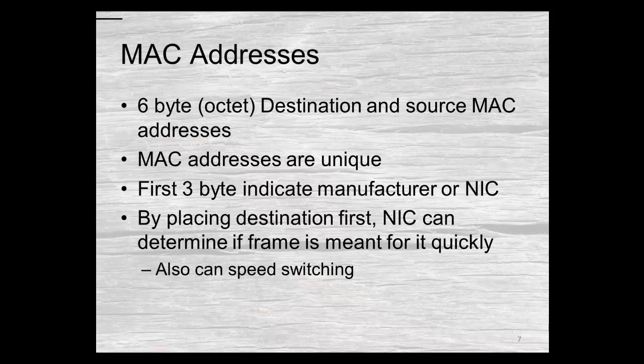In that frame, we put the destination first so the NIC can quickly determine whether or not the frame is meant for it, and if it's not, just ignore it. It can also speed up switching, because as the frame is coming into a switch, the switch can look at that destination address and begin determining what to do with that frame before the entire frame is in the switch.